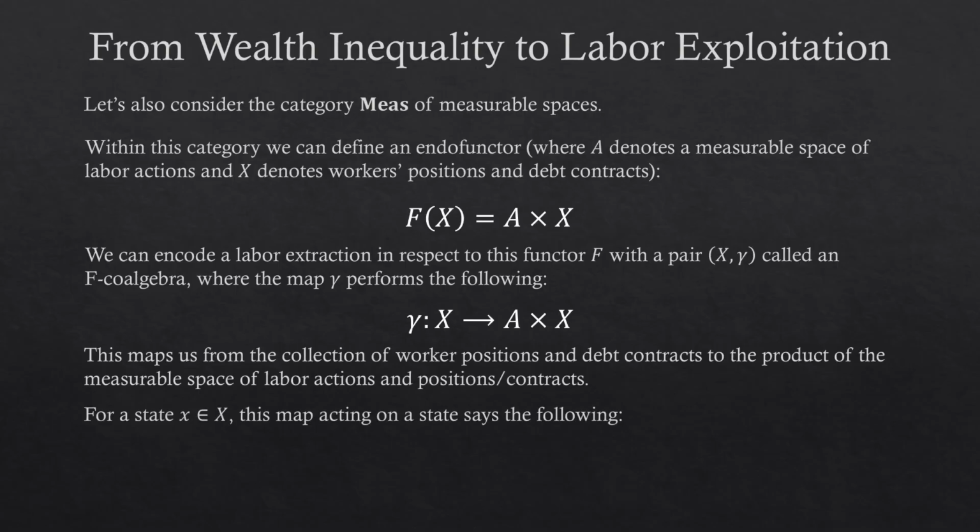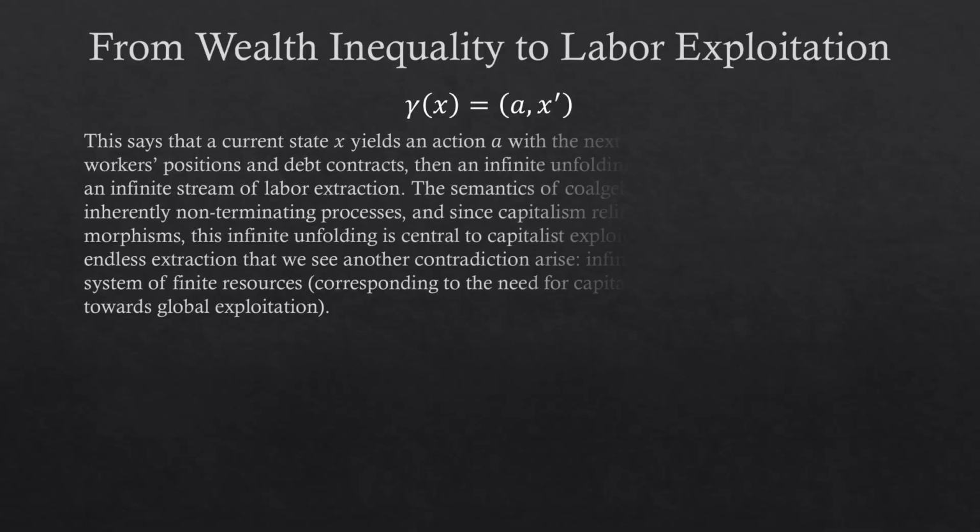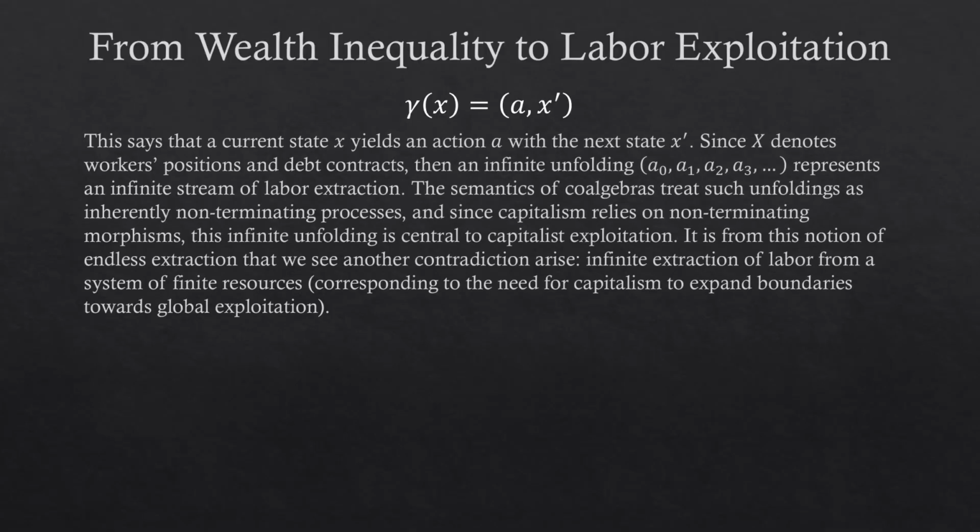For a state x that's an element of capital X, this map acting on a state says the following. γ(x) equals the pair (a, x′). This says that a current state x yields an action a with the next state x′. Since capital X denotes workers' positions in debt contracts, then an infinite unfolding from a0, a1, a2, and so forth represents an infinite stream of labor extraction. The semantics of coalgebras treat such unfoldings as inherently non-terminating processes, and since capitalism relies on non-terminating morphisms, this infinite unfolding is central to capitalist exploitation.